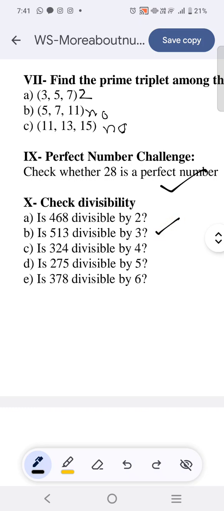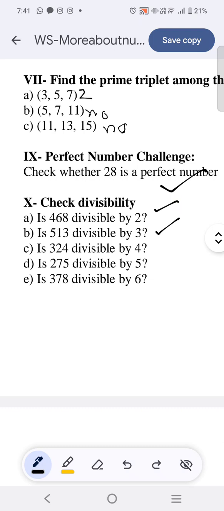Let's see the next one, 468. 8 is divisible by 2. Yes, 2 4s are 8. So, correct, because the last digit is also even. So, that's it. It's crisp and clear now.